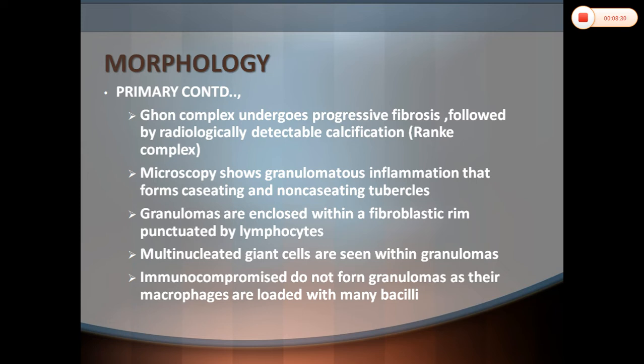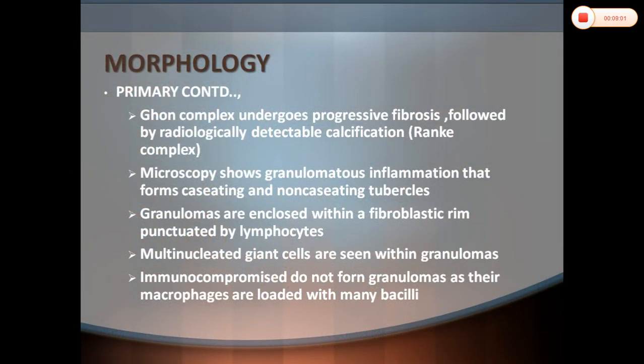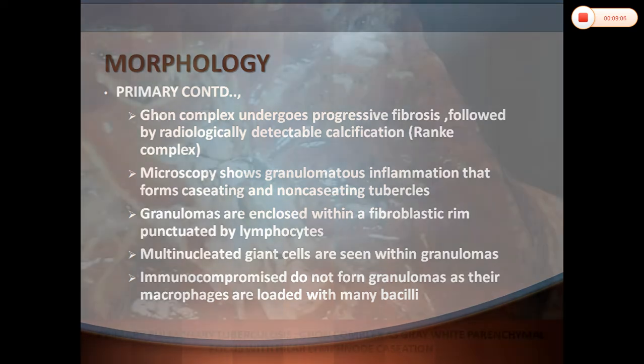Microscopically, it shows granulomatous inflammation that forms caseating and non-caseating tubercles. And these granulomas are enclosed within a fibroblastic rim, which is punctuated by lymphocytes. And multinucleated giant cells are seen within the granulomas. Immunocompromised patients do not form any granulomas, so their macrophages are loaded with many bacilli.